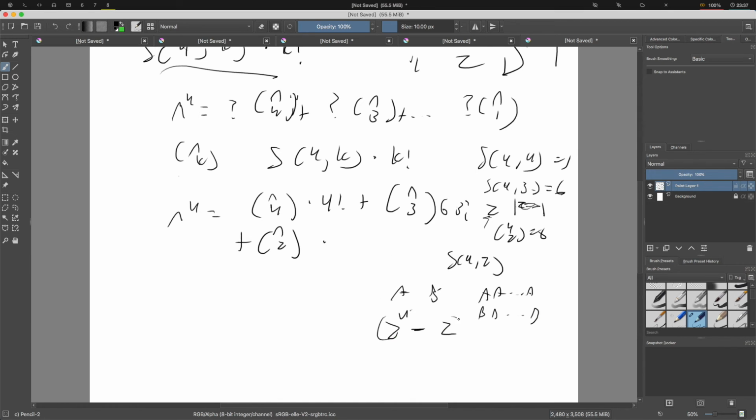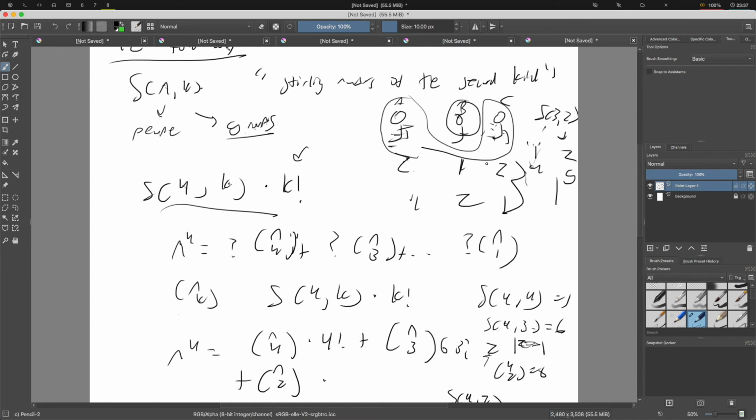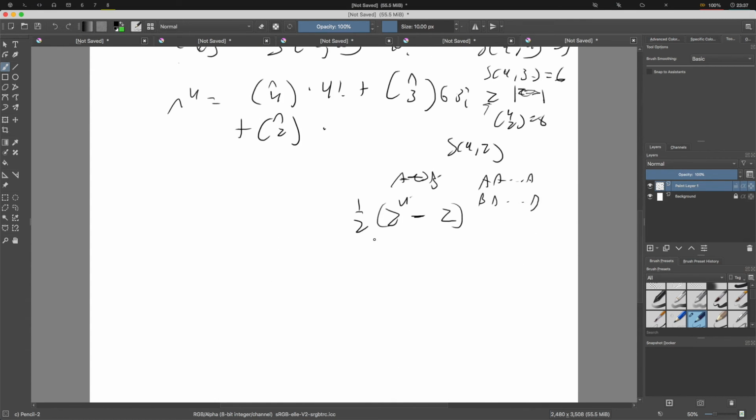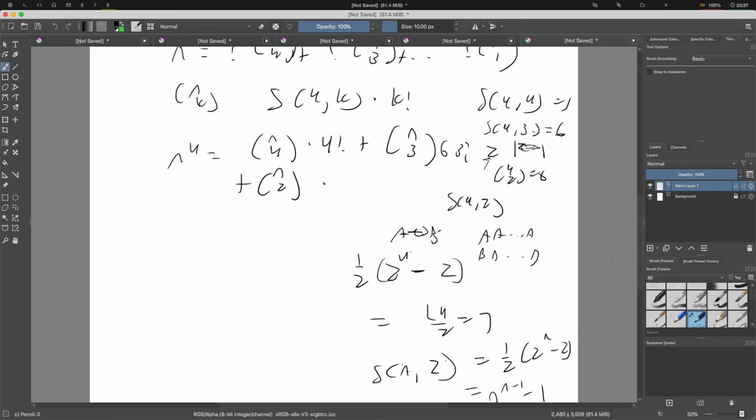And then we have to divide by 2 because A and B are interchangeable. If we have the same assignment, a 2, 1, 2 is the same as 1, 2, 1 in terms of Stirling numbers. So this is going to be 14 over 2, which is 7. And in general, for the Stirling number of n people into 2 groups, that's going to look like 2 to the n minus 2, divided by 2, which is 2 to the n minus 1 minus 1. So, slight tangent, but in this particular case, that means this is going to be 7 times 2.